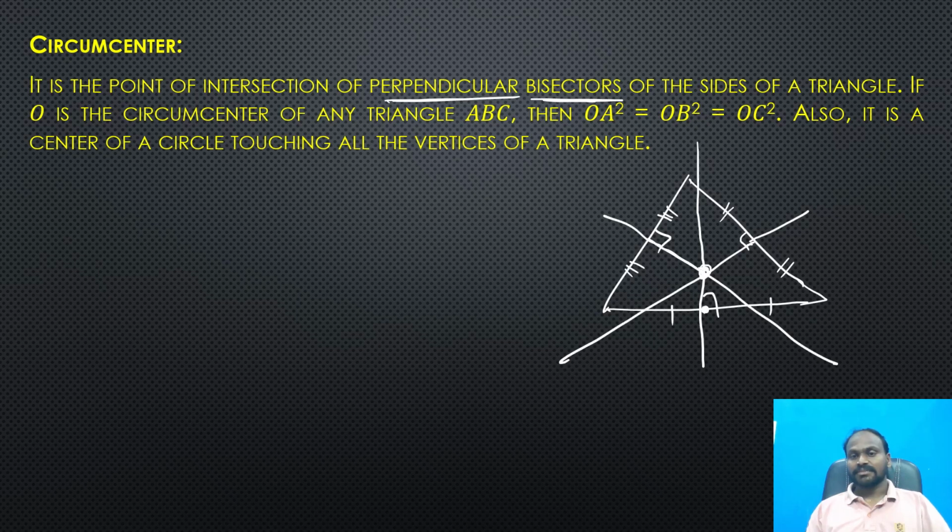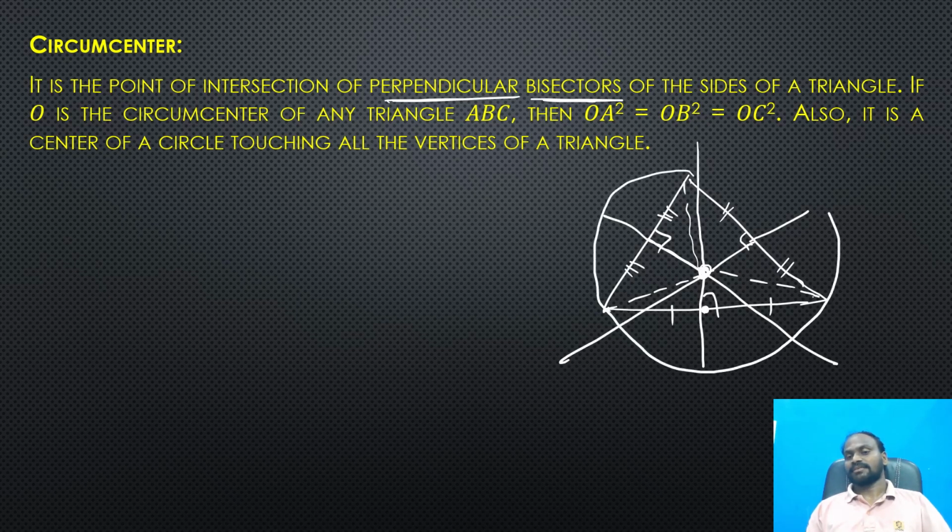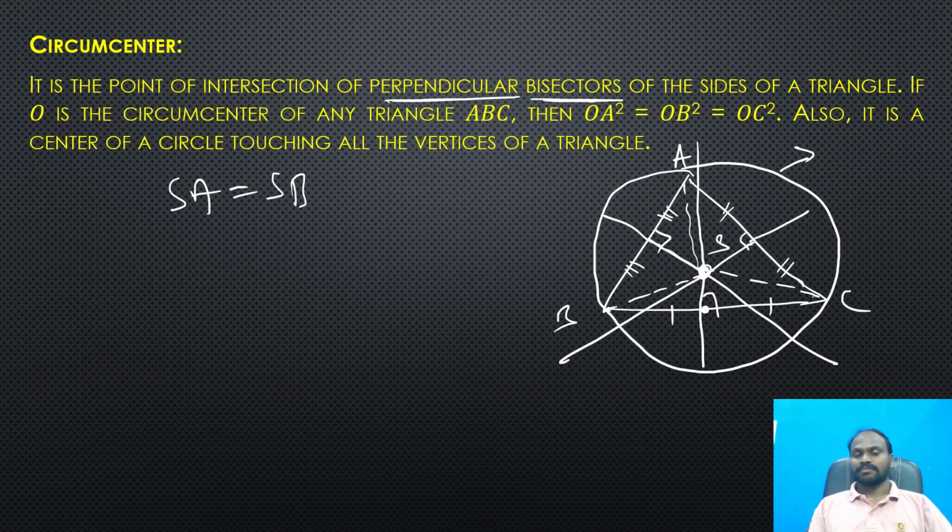So the circumcenter is always equidistant from the vertices of the triangle. If you draw a circle with that radius, that is called the circumcircle, and the radius is called the circumradius. For example, if it is S, and this is A, this is B and this is C, then SA is equal to SB is equal to SC, and that is denoted by capital R, which is known as the circumradius.